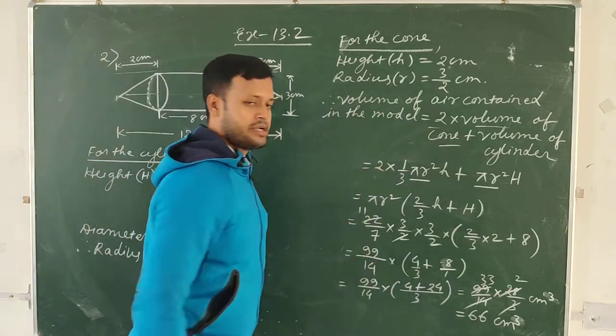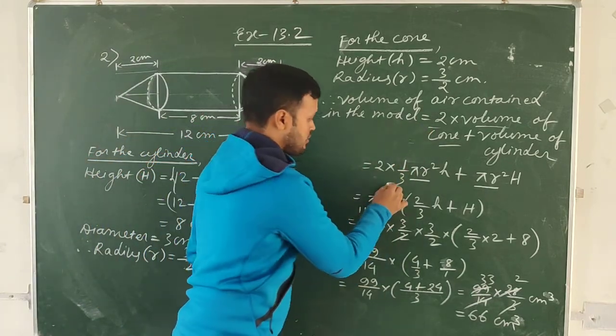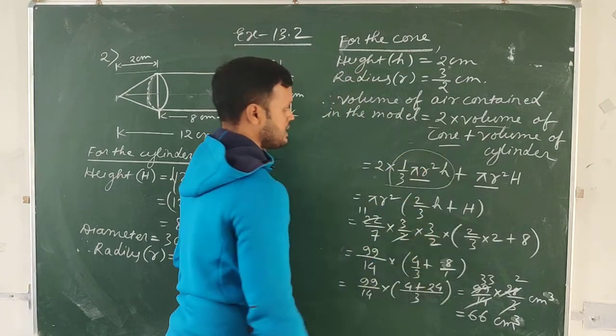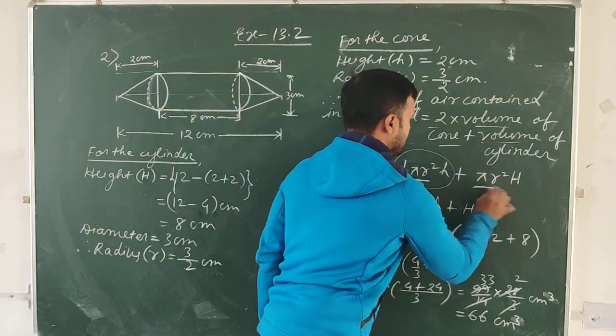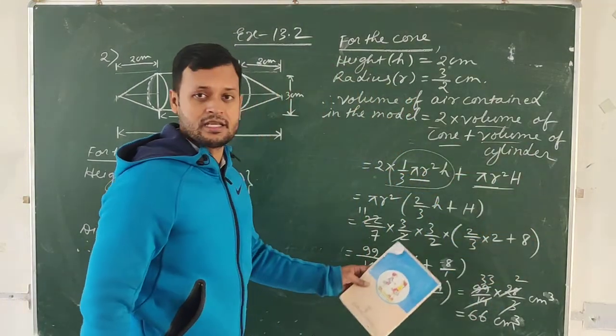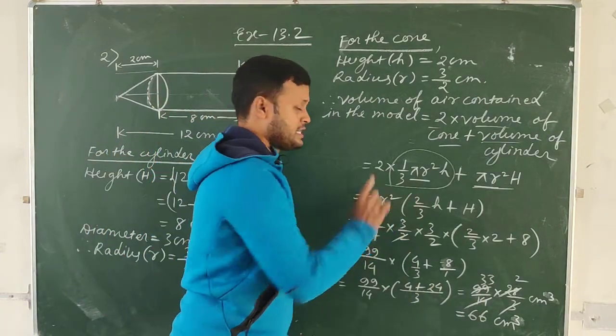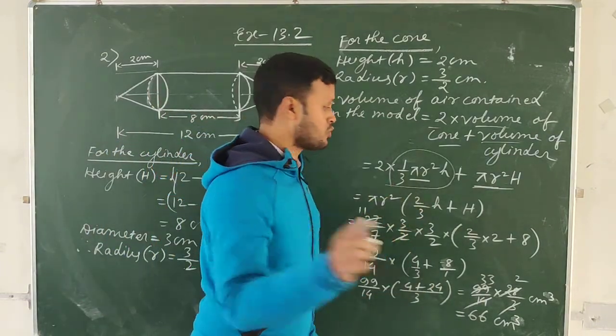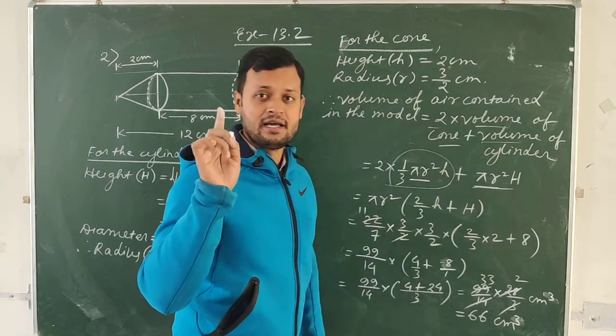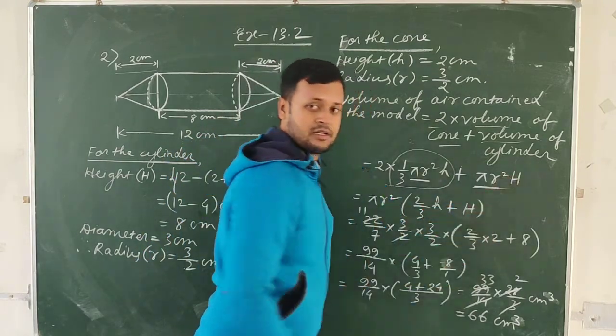What is the volume of cone, students? Volume of cone is 1 by 3 pi r square h. The formula is 1 by 3 pi r square h. And what is the volume of the cylinder? Pi r square capital H. Remember to write the things properly. Height of the cone was small h and the height of the cylinder was capital H. So write it that way.